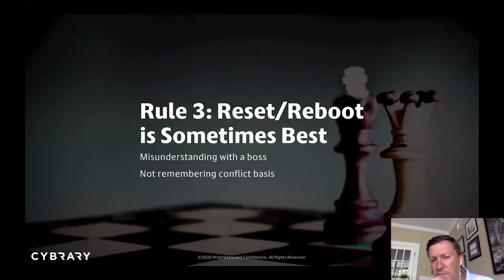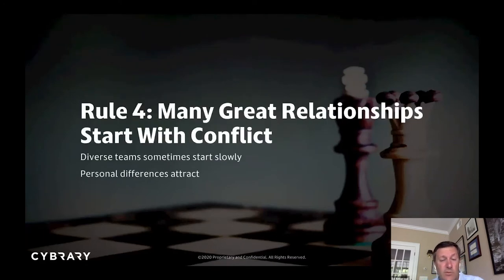And it would be my advice that if you do have that situation, consider this rule number three. I've found it to be very powerful. Rule four, this is related. And that's, great relationships often start with conflict.